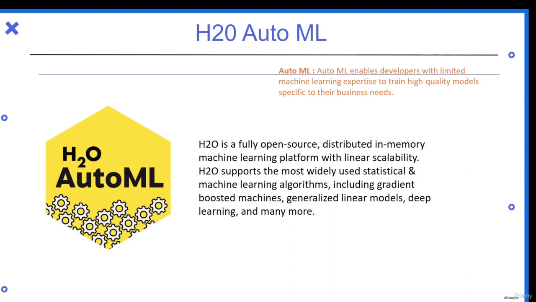What is H2O AutoML? H2O is a fully open source, distributed in-memory machine learning platform with linear scalability. H2O supports the most widely used statistical and machine learning algorithms, including gradient boosting machines, generalized linear models, deep learning, and many more. Basically, all the models which you use in machine learning are there in H2O AutoML. It automates the whole process for us and gives us the best results.